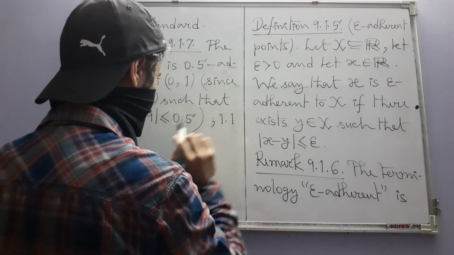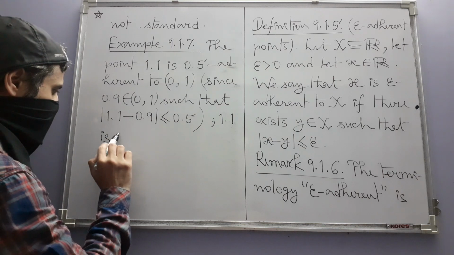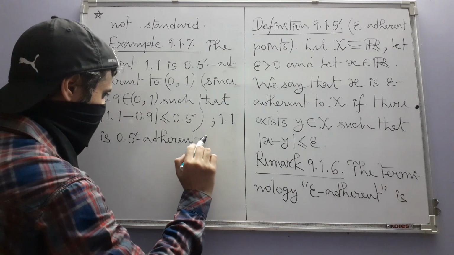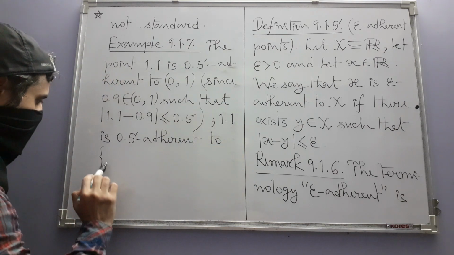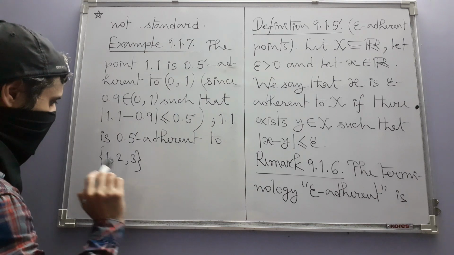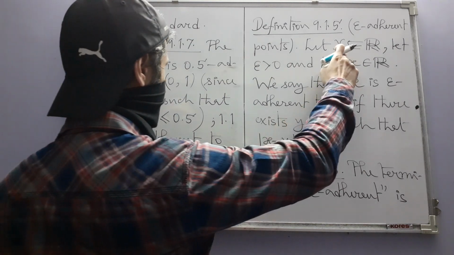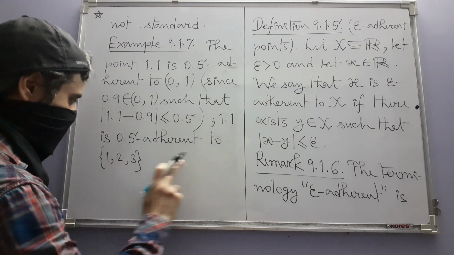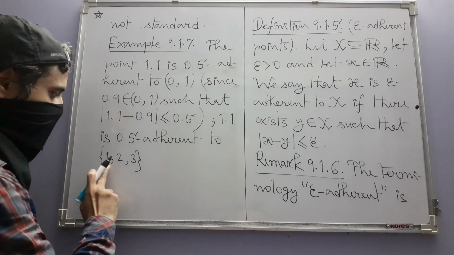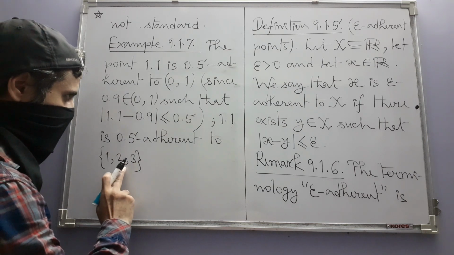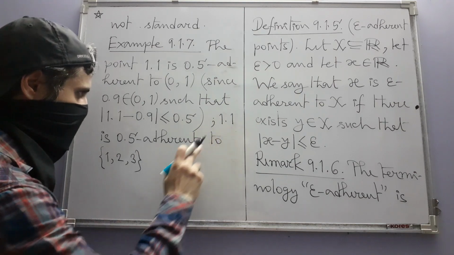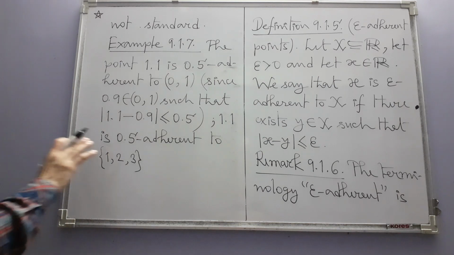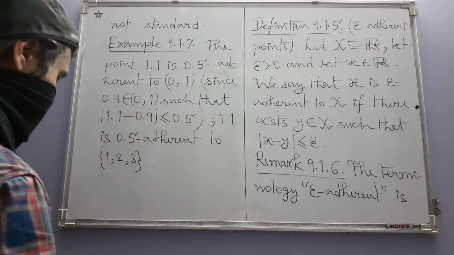Similarly, 1.1 is 0.5 adherent to this finite set. There is no need for X to be infinite, it can be finite also. And in this case, you can, however, choose 1. There is this one element 1 in this set whose distance from 1.1 is 0.1, which is less than or equal to 0.5. So 1.1 is 0.5 adherent to this set.